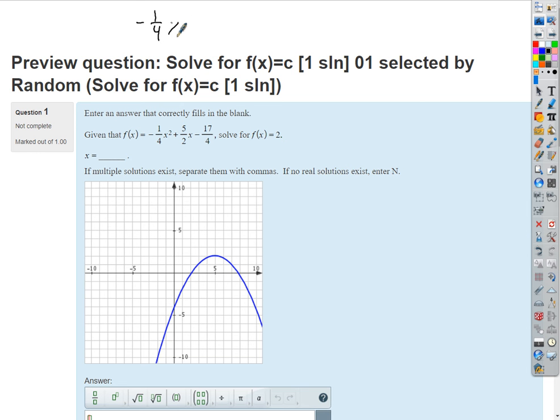So I get negative 1/4 x squared plus 5 halves x minus 17/4 equals 2. I would have to just solve that quadratic equation.